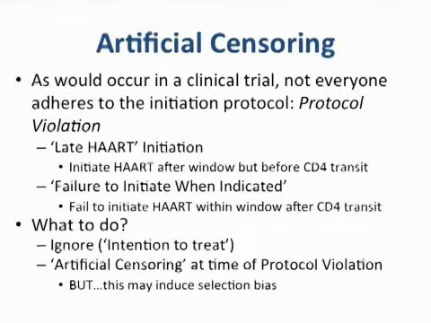So one of the things that you can do, either in a clinical trial setting or in an observational setting, is censoring. So this is the issue of artificial censoring. You follow people up until the point that they deviate from the protocol. And then if they start to deviate, you censor them at that point. Now, the problem that comes up is this may induce selection bias, right?